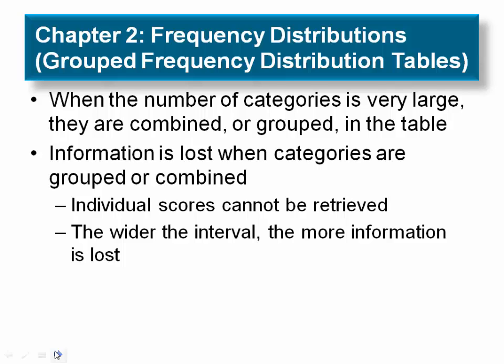There are disadvantages associated with a grouped frequency distribution table. As is summarized on the slide, you don't know what the specific scores are within an interval. You just know how many scores fall within that interval, and the wider the interval, the more information is lost.